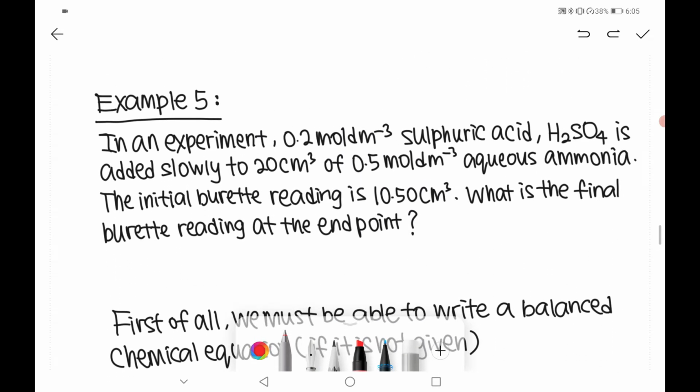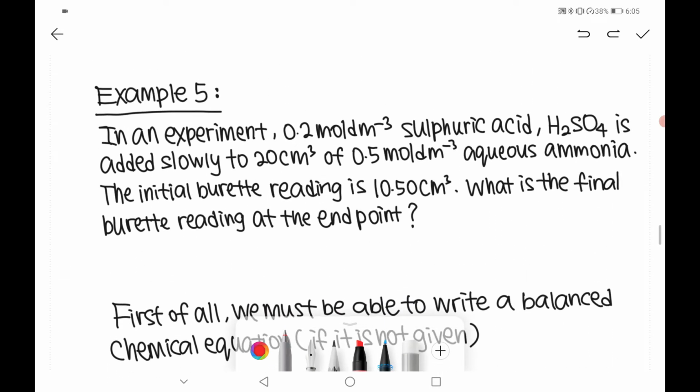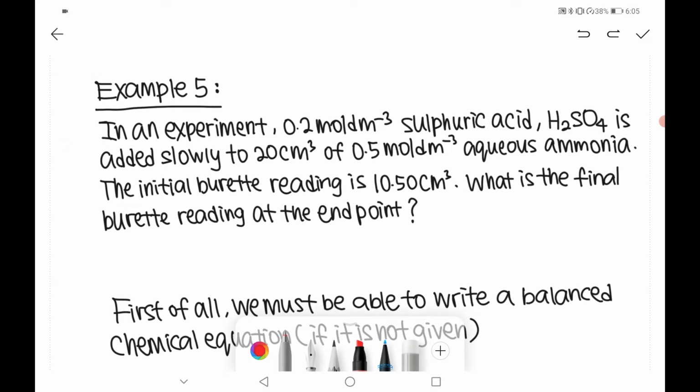So let me show you example number 5. In an experiment, we put the sulfuric acid to react with the ammonia. The initial burette reading is 10.50. What is the final burette reading at the end point?